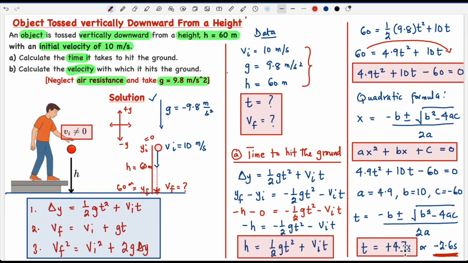All right, with this problem, I'm going to stop right here and I'll let you solve the second part of this problem, that is, find the velocity with which this object hits the ground. You can refer to my previous video for when the object is just released or dropped from rest. All right, with this, the time it will take this object to hit the ground is t equals 4.7 seconds.